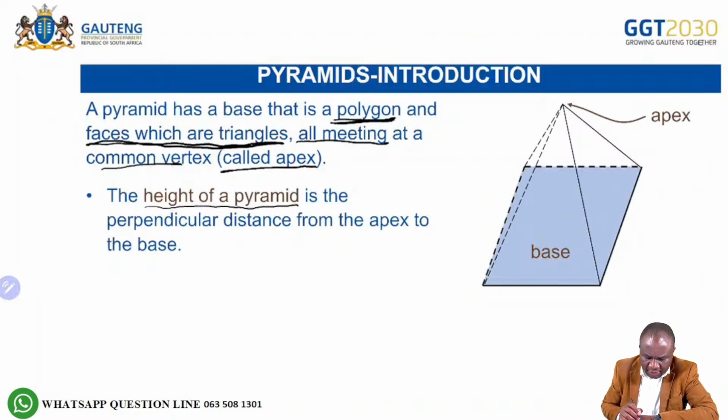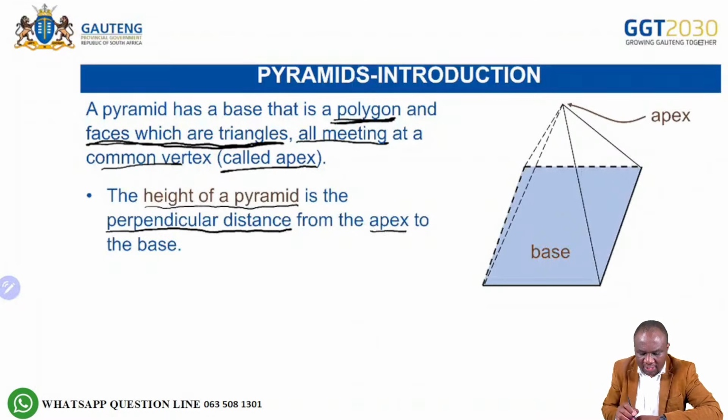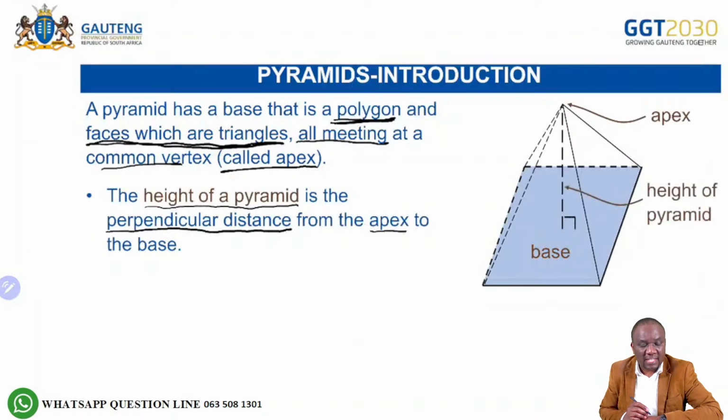The height of the pyramid is the perpendicular distance. Perpendicular distance from where? From the apex. We know what an apex is now. To the base. It is the perpendicular distance from the apex to the base. So this is the perpendicular distance. That's the height of the pyramid.